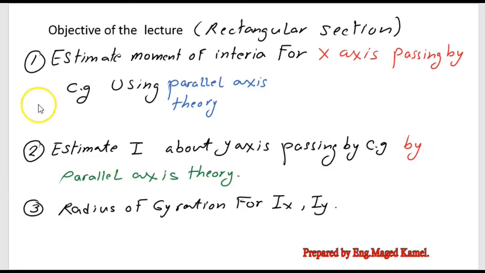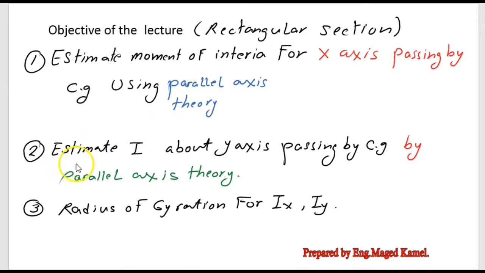Hello everyone. Now we are going to talk about rectangular section. The objective of this lecture is to estimate the moment of inertia for the x-axis passing by CG using parallel axis theory, which means that we are going to take external x and y axes. We are going to estimate the Ix about these two axes. Then we are going to deduct the multiplication of the area by y bar squared in the case of Ix.